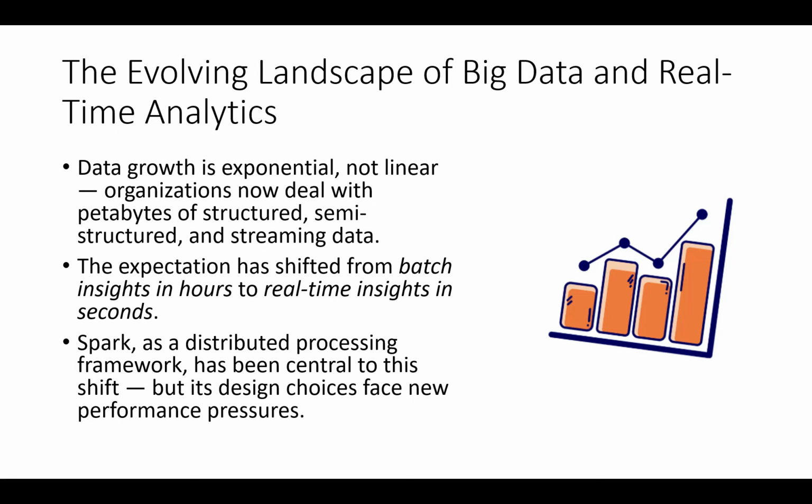And that's where Spark came in, and as a distributed framework, it has been at the core of this whole shift, and it is able to process huge data at real-time speed. But having said that, there are still challenges even with Spark that we need to be aware of.